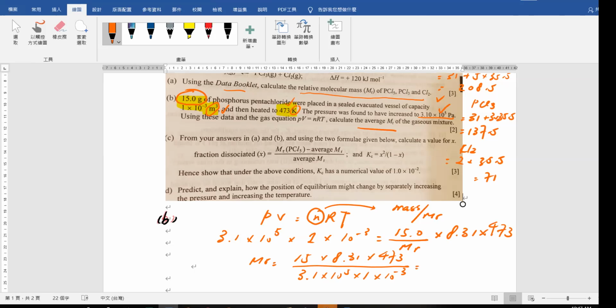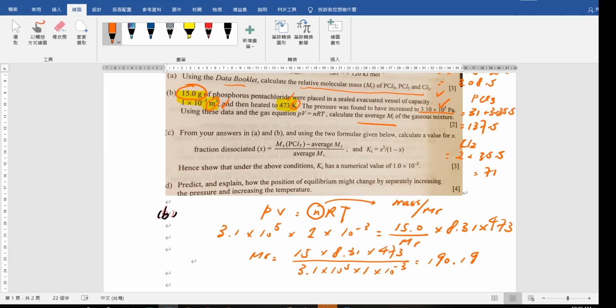Let's work out. So it's 190.19, okay? 190.19 is the average molecular mass of the gaseous mixture. Are you okay with this?